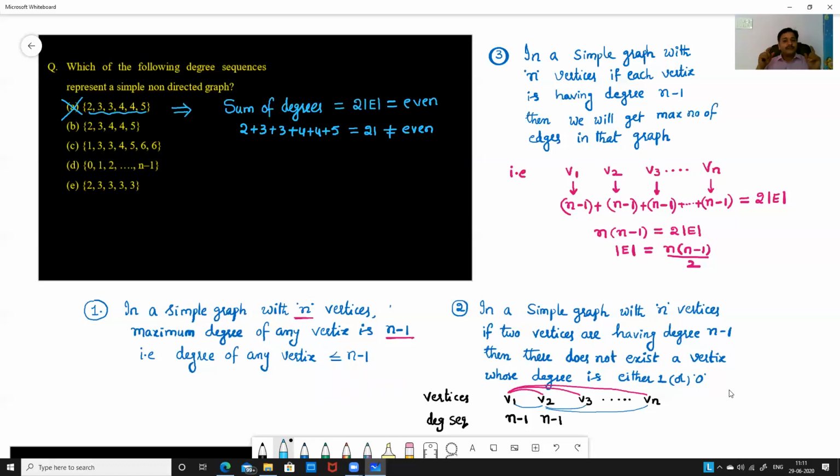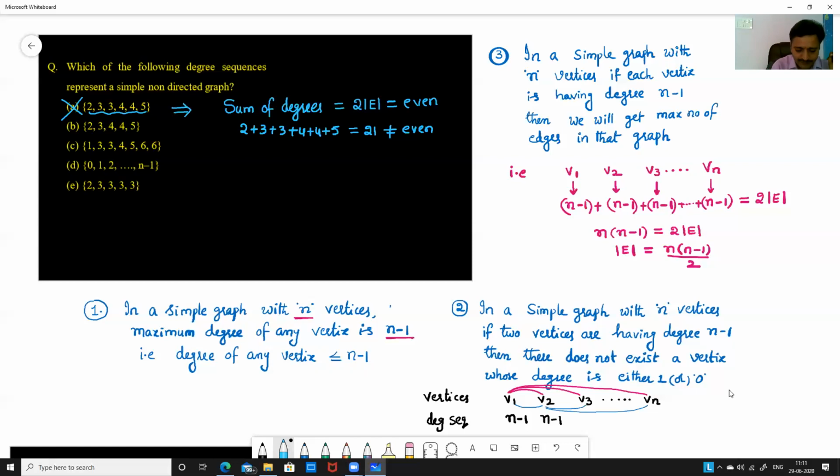Remember, the sum of degrees of vertices theorem is applicable for any type of graph, whether it is simple or a multigraph. So clearly, the sum of degrees of vertices theorem is not verified. Therefore, the given degree sequence is not a valid sequence for a graph. Let me check the next one.